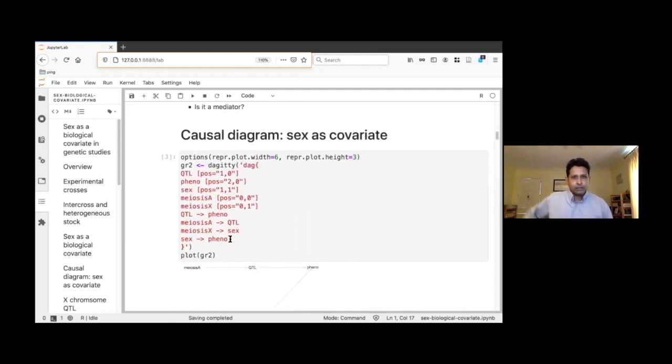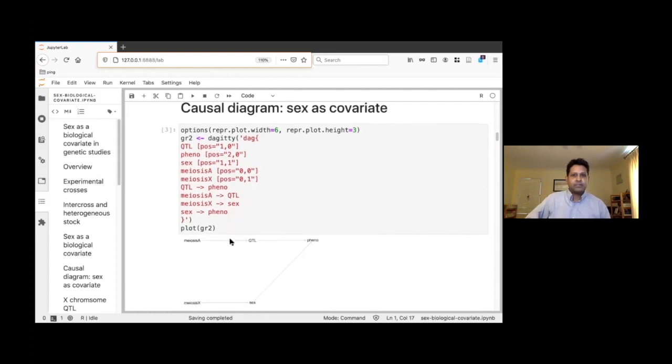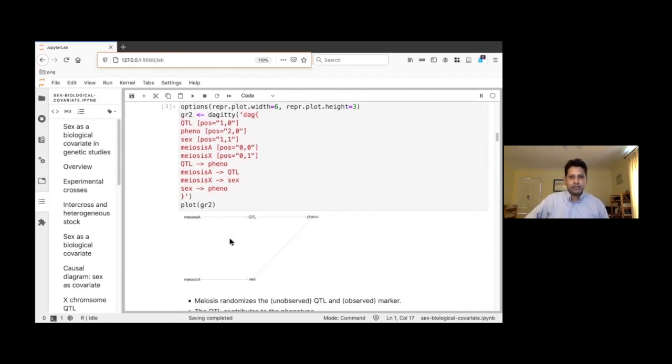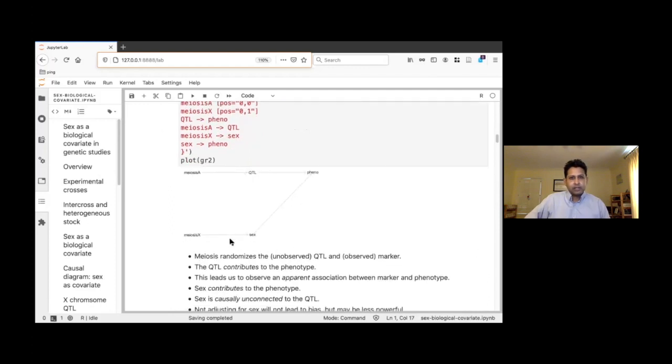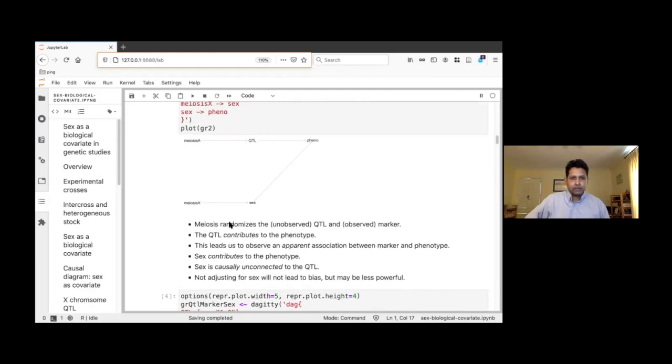So now let's look at what this causal diagram might be if we think of sex as a covariate or as an independent cause. Here I now have two meioses because I'm assuming the QTL is on an autosome and the meioses on different chromosomes are independent. Here, the meiosis on the X chromosome is what's causing the sex, which could cause the phenotype.